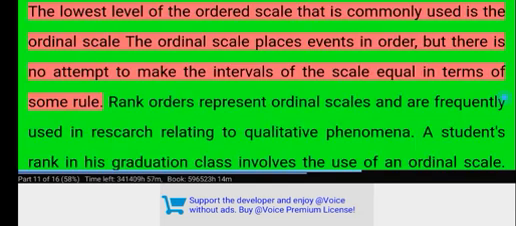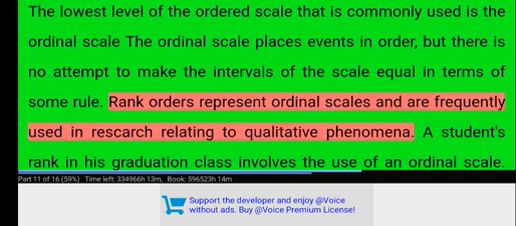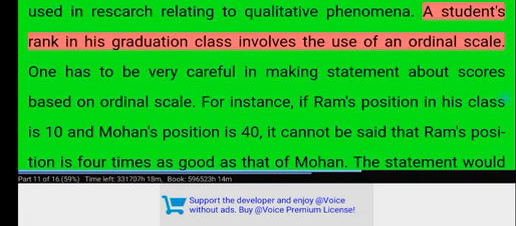Ordinal scale. The lowest level of the ordered scale that is commonly used is the ordinal scale. The ordinal scale places events in order, but there is no attempt to make the intervals of the scale equal in terms of some rule. Rank orders represent ordinal scales and are frequently used in research relating to qualitative phenomena. A student's rank in his graduation class involves the use of an ordinal scale.